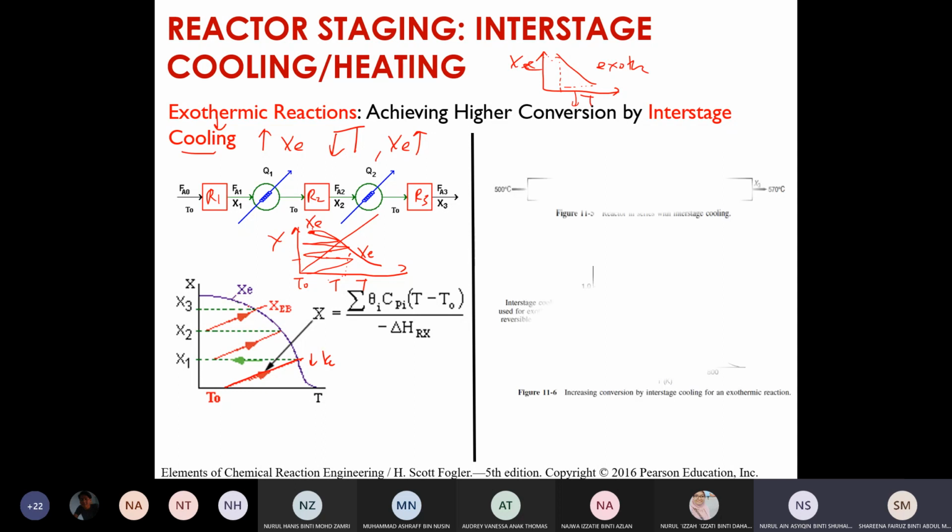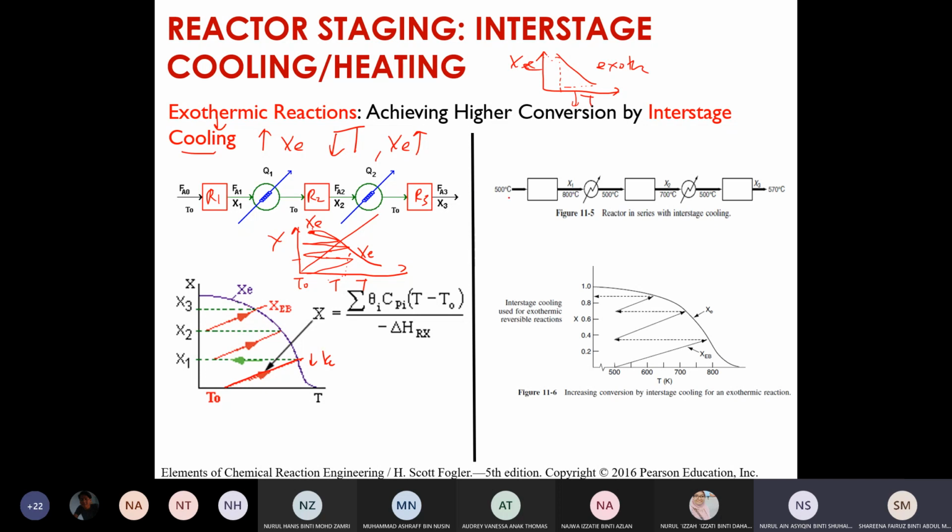Okay, so let's say we have this one. The inlet is 500 degrees Celsius. Since it is exothermic, it releases heat, so the effluent that comes out will have a higher temperature. The objective to get a high XE is to lower the temperature. That's why we need a coolant. This coolant will lower the temperature, as you can see, from 800 to 500, before it enters the second reactor. So this is the reactor and this is the coolant.